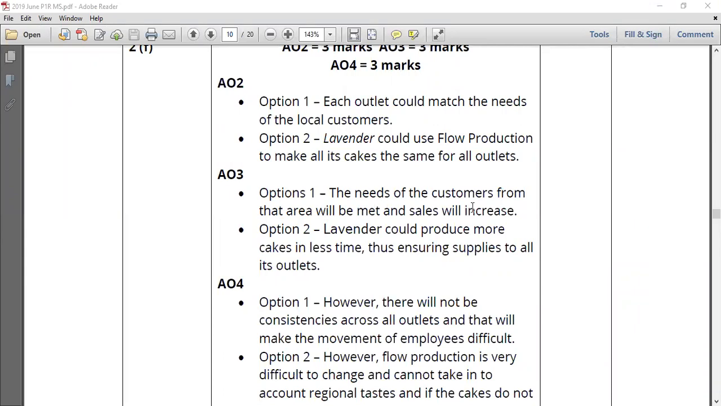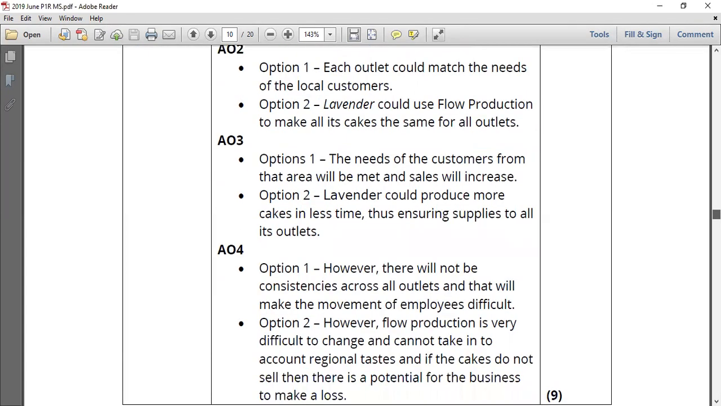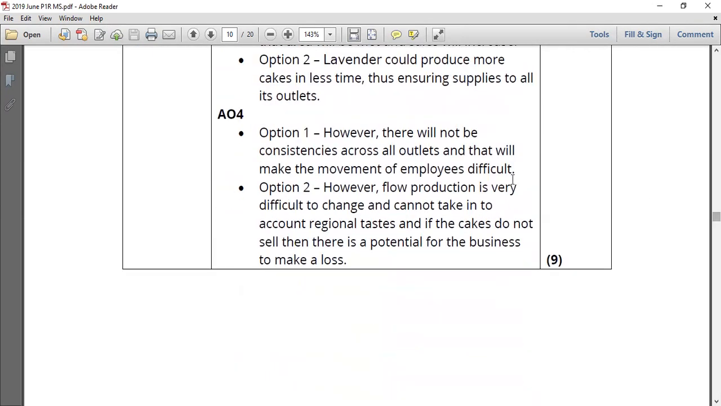The needs of the customers from the area will be met and sales will increase. However, there will not be consistency across all outlets, and that will make the movement of employees difficult.